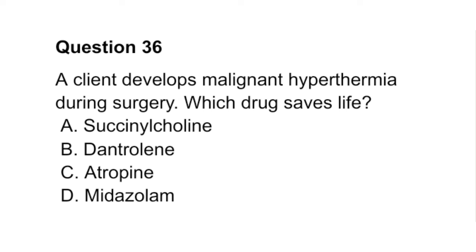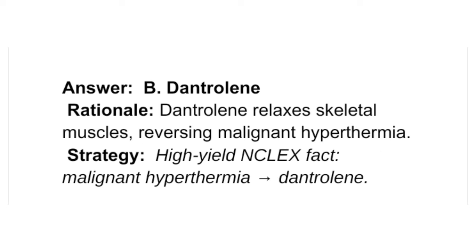Which drug saves life? A. Succinylcholine. B. Dantrolene. C. Atropine. D. Midazolam. Answer: B. Dantrolene. Rationale: dantrolene relaxes skeletal muscles, reversing malignant hyperthermia. Strategy: high-yield NCLEX fact, malignant hyperthermia: dantrolene.